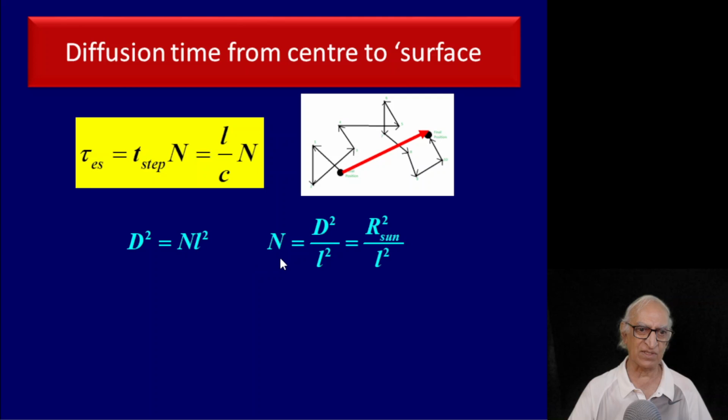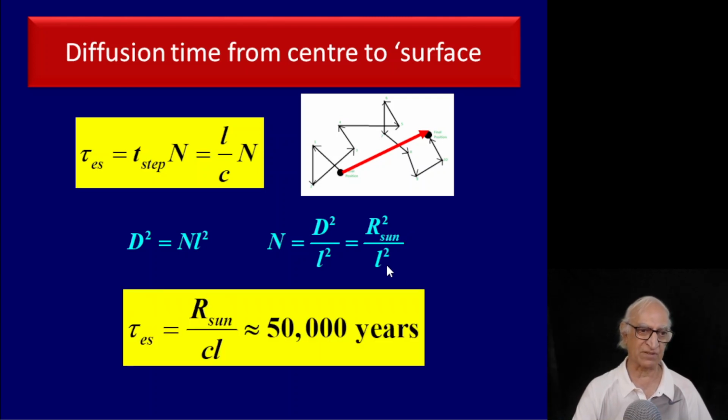Let us simplify this equation and write the number of steps needed to travel a distance capital D as D squared divided by L squared. Of course, in this case D is the radius of the Sun, because we are talking about the photon escaping from the surface of the Sun. Therefore, the number of steps, each approximately half a centimeter, that the photon has to take before it reaches the surface is equal to the radius of the Sun squared divided by the square of the mean step length.